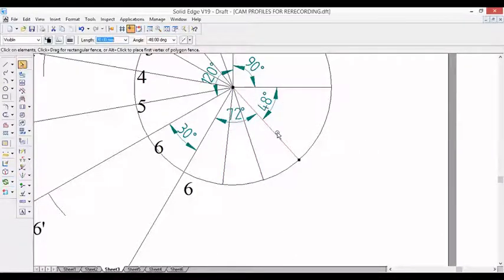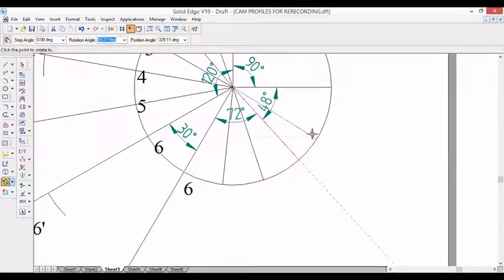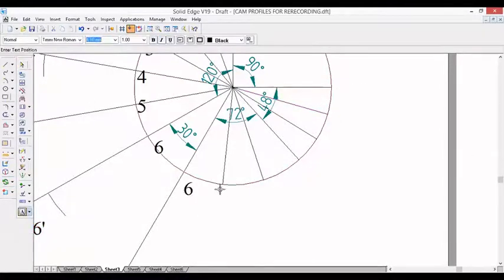And this 48 degree we divide into 3 equal parts. So 48 divided by 3, it is 16. So keep protractor on this line, measure 16 degrees. This gives us 5, 4, 3, 2, 1 and 0.